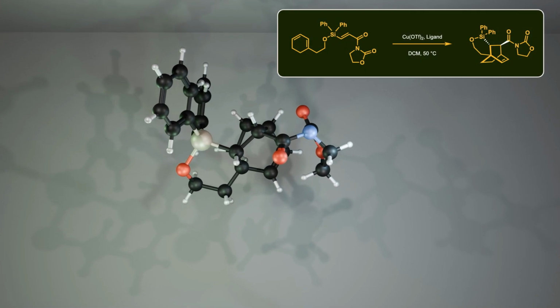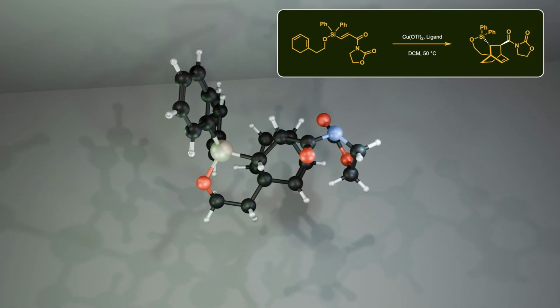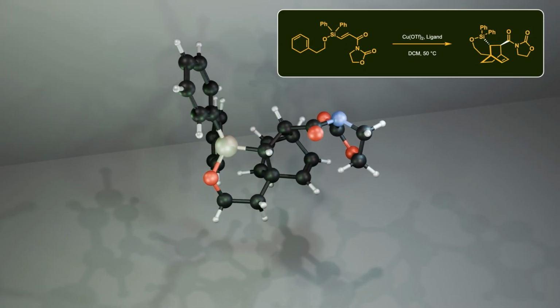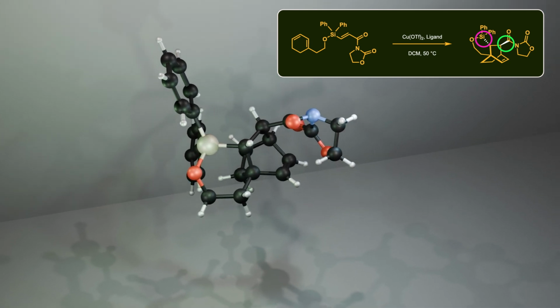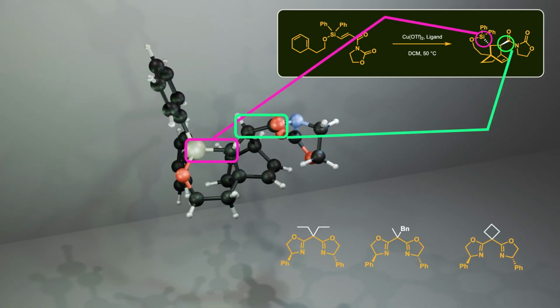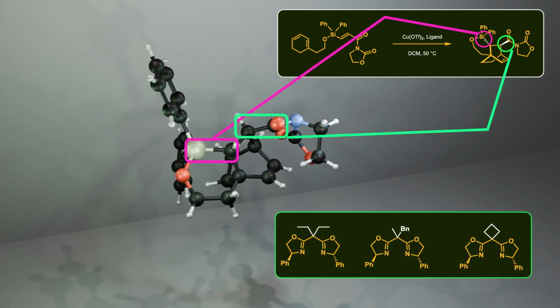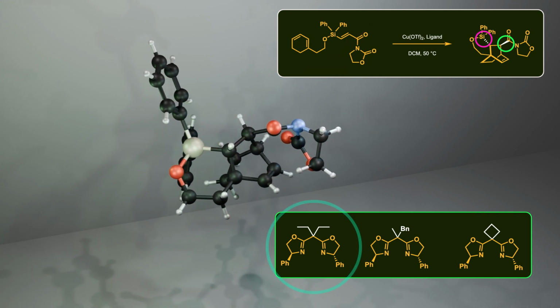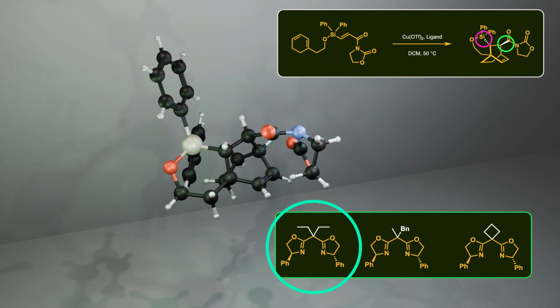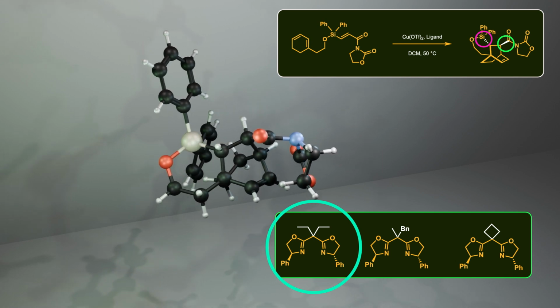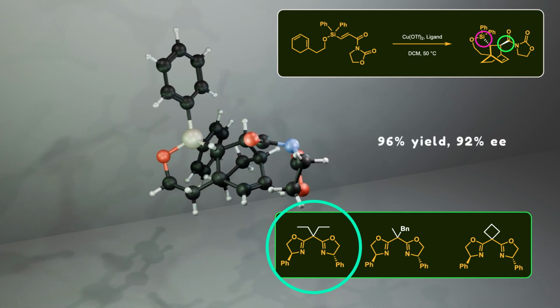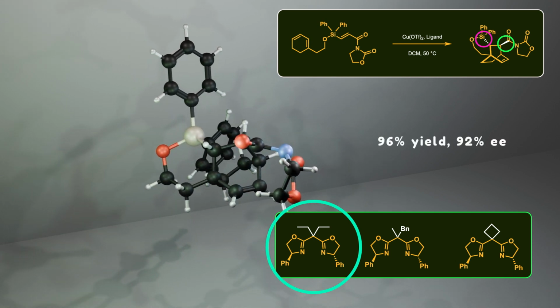The intramolecular Diels-Alder reaction should proceed in an enantioselective manner to correctly install the substituents of the bicyclic core. For this purpose, various chiral ligands were tested with different copper salts, and it was found that using this specific chiral ligand with copper triflate resulted in the highest enantiomeric excess of the product.